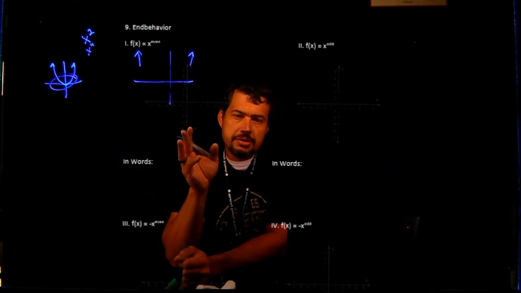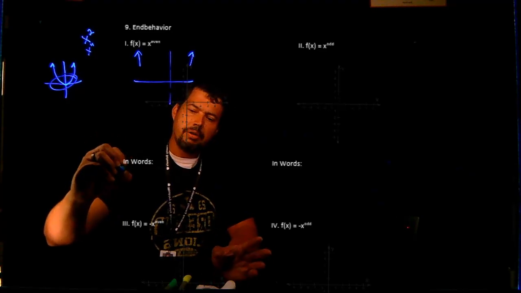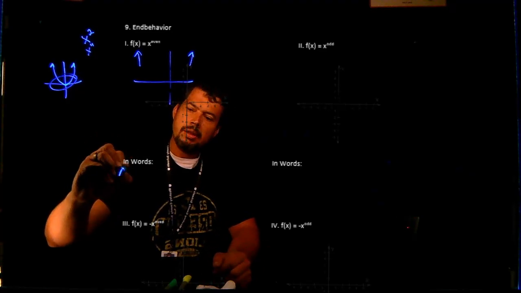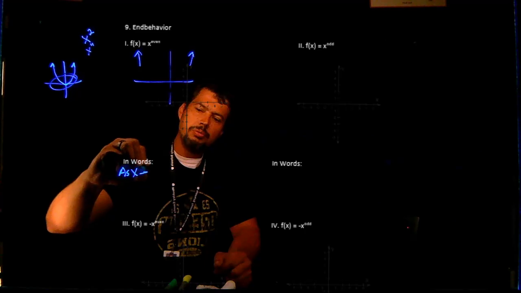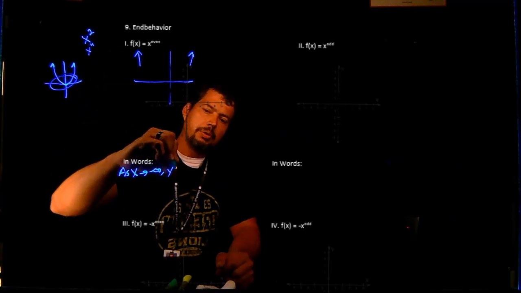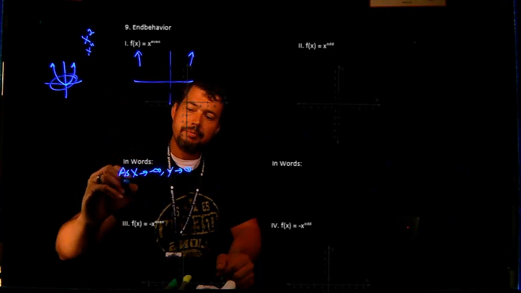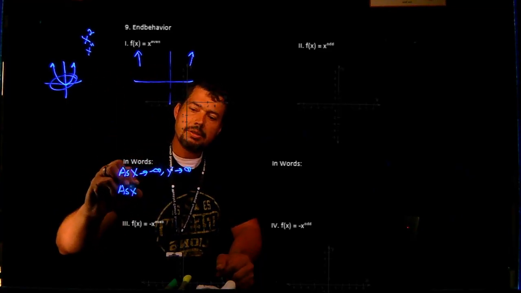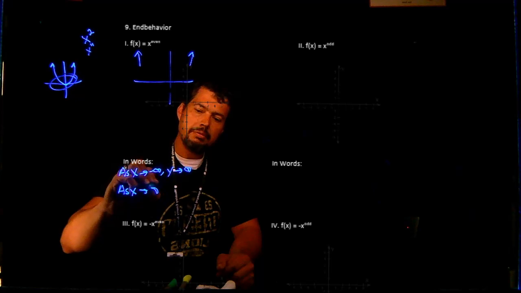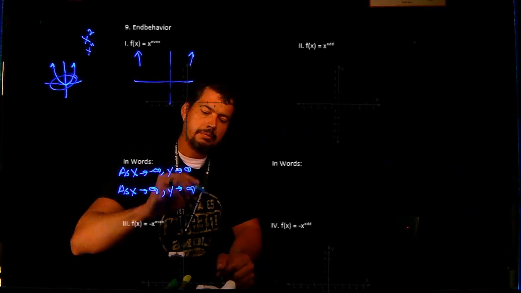The in words part's going to throw some kids off. But in words, and we're going to do this as we graph from left to right: as x approaches negative infinity, the y value approaches infinity. That's half the end behavior. That's the left hand, okay? Also, as x approaches positive infinity, y approaches infinity.